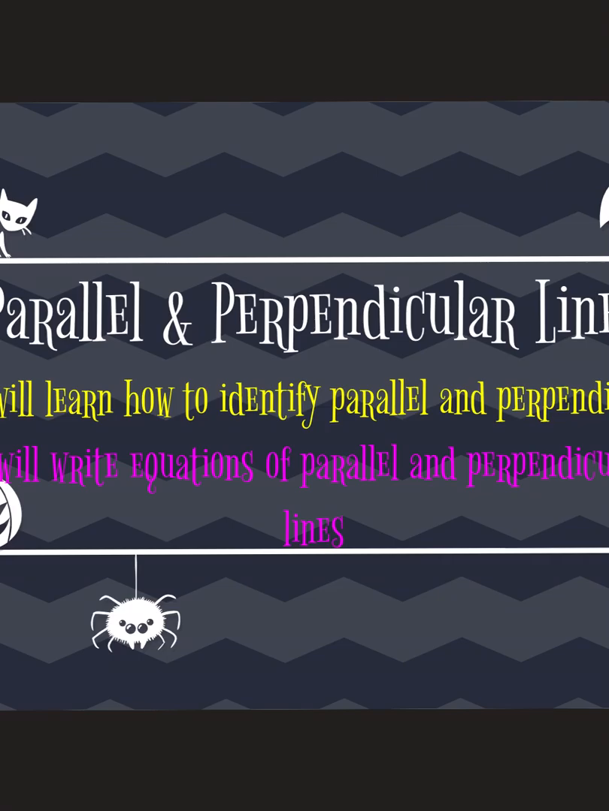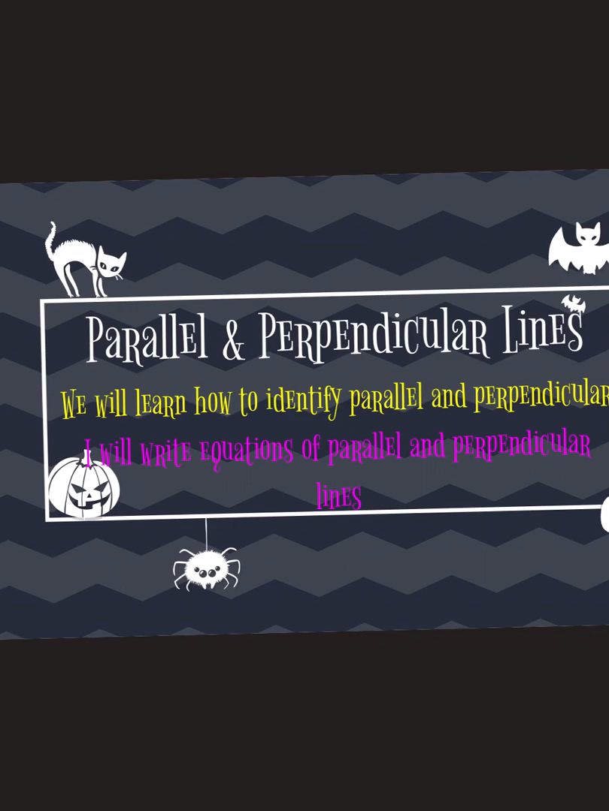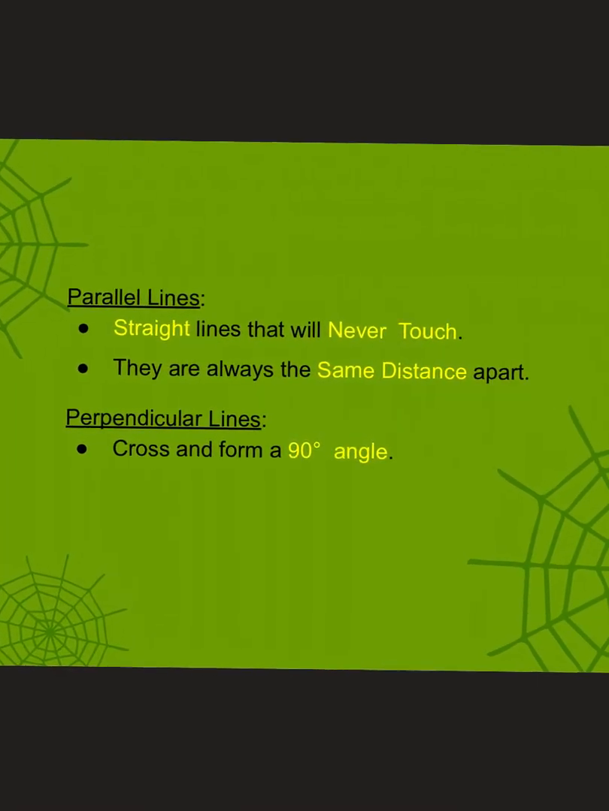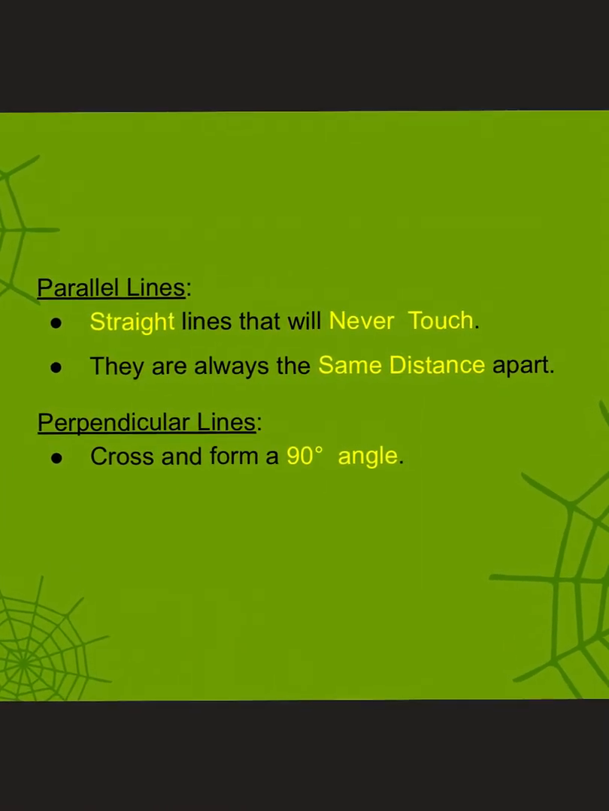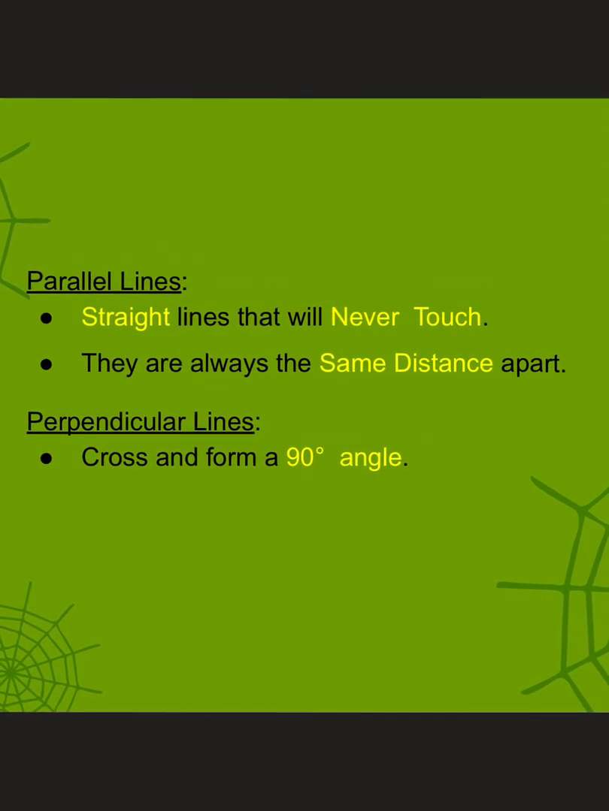Our goal is to identify parallel and perpendicular lines so that we can write equations of parallel and perpendicular lines. Parallel lines are straight lines that will never touch, and they are the same distance apart. Perpendicular lines cross and form a 90-degree angle. So yes, they are going to touch each other, but in a certain way.